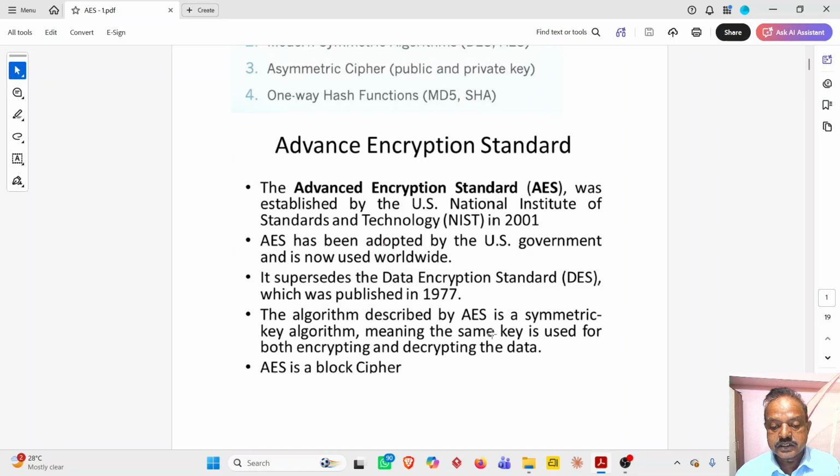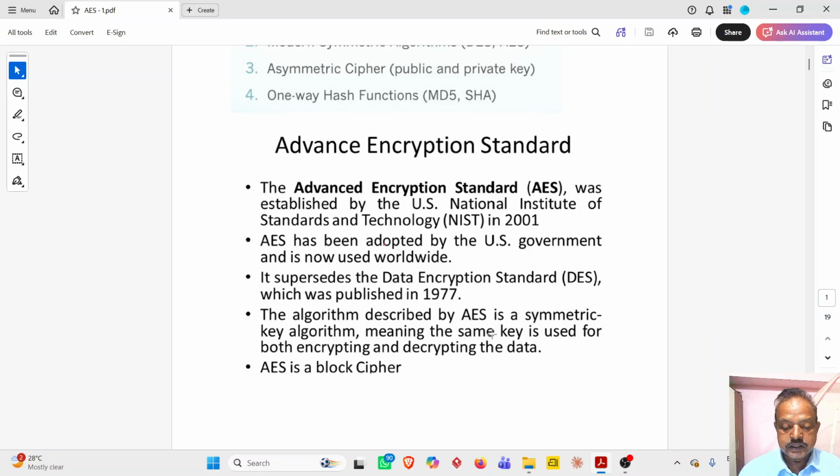The Advanced Encryption Standard, or AES, was established by the US National Institute of Standards and Technology, NIST, in 2001. AES is adopted by the US government and is now used worldwide. Prior to this, it was DES, the Data Encryption Standard, which was published in 1977. The algorithm described by AES is a symmetric algorithm, meaning that the same key is used for both encryption as well as decryption, right?